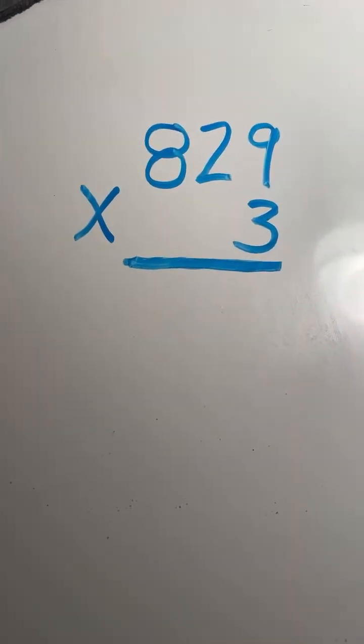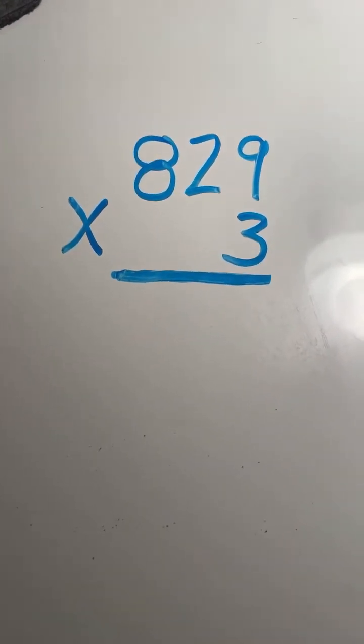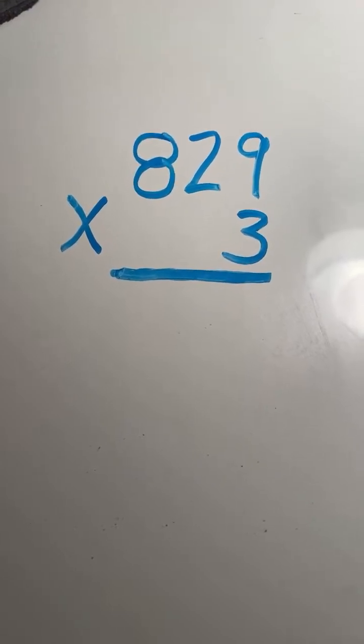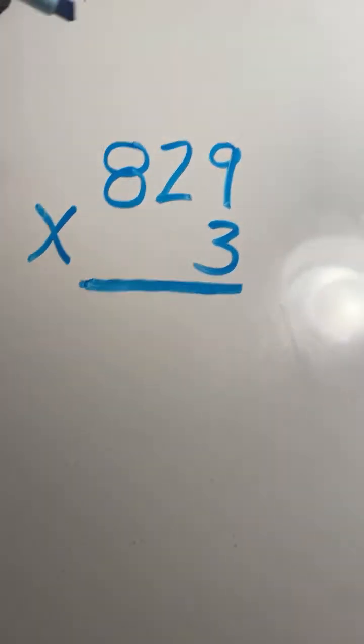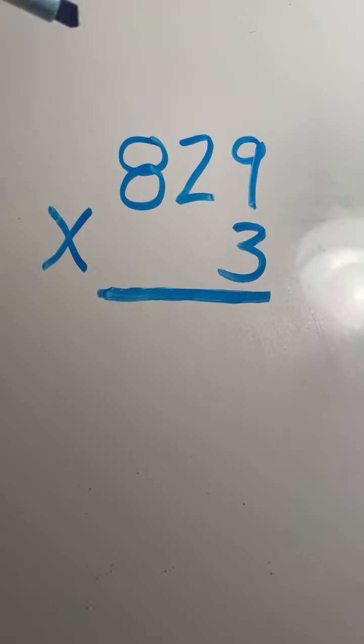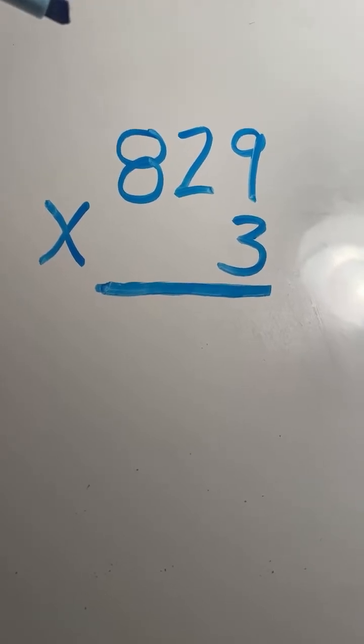All right, example number 2, 829 times 3. So same steps. We start in the ones place. We have to multiply 9 times 3 to start out. 9 times 3 equals 27. So again, our product is more than 10, so we have to regroup.